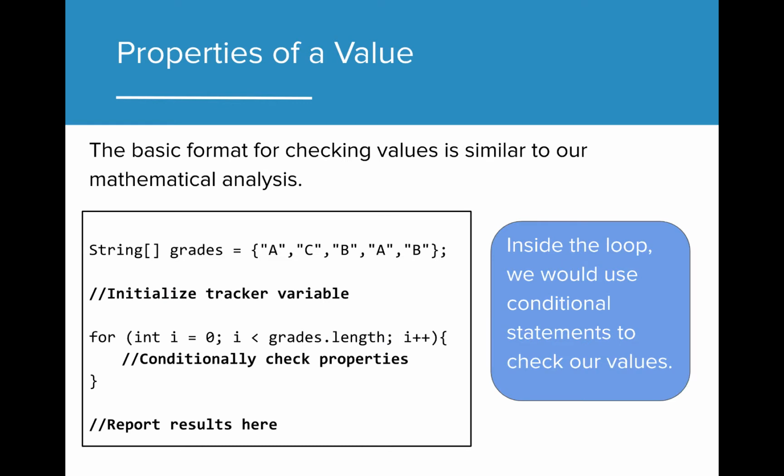Analyzing properties of an array is similar to mathematical analysis. We create a tracker variable before we start our loop, then often use conditional statements inside our loop. Our tracker variable can take many forms, such as a Boolean if we want to check if a value exists, or an integer if we are checking how many times a value exists. Let's take a look at an example.